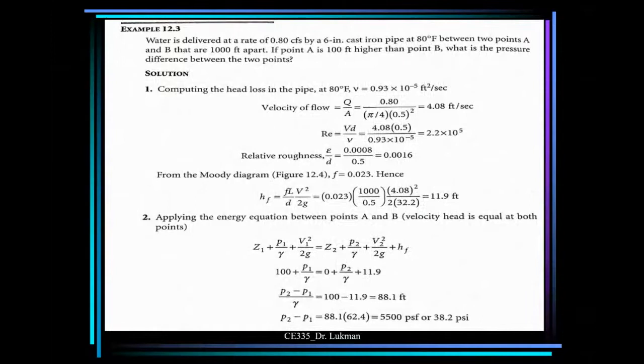All right, let's take a few minutes break. And when we come back, we look at this example.